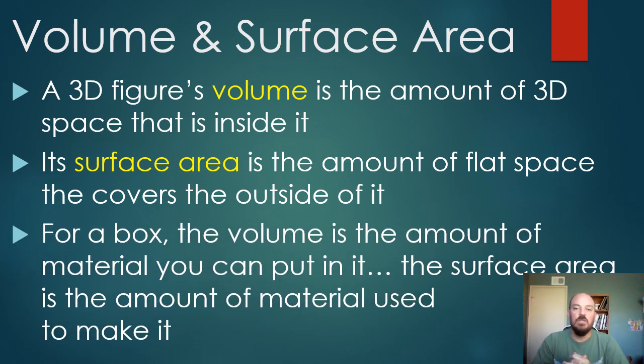So for example, let's say just a box. An ordinary cardboard box, you order something from Amazon, you get home, there's a box on your porch. The volume is the amount of material that's inside the box, the amount of space inside of it. The surface area is the amount of material used to make the box. So that's a good example of like word problem versions. If you're talking about the amount of space inside a box, that's a volume question. If you're talking about the amount of material used to make a box, that's a surface area question.